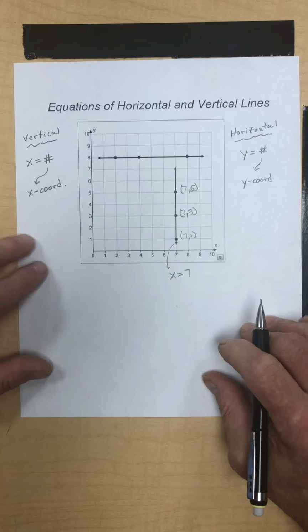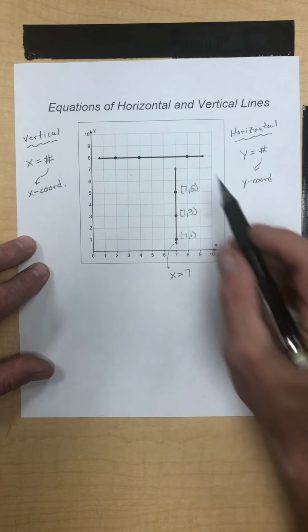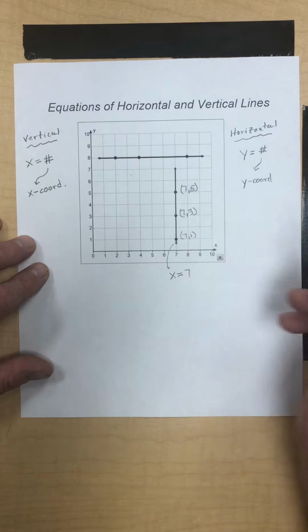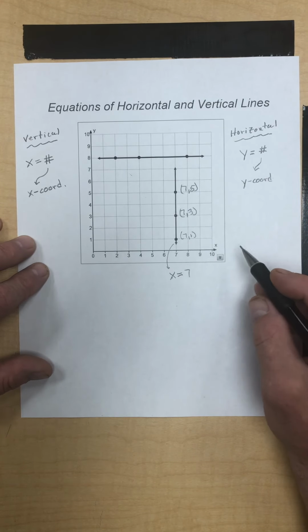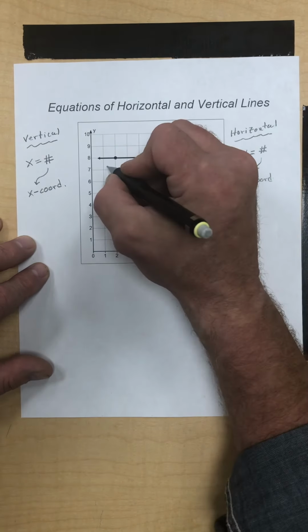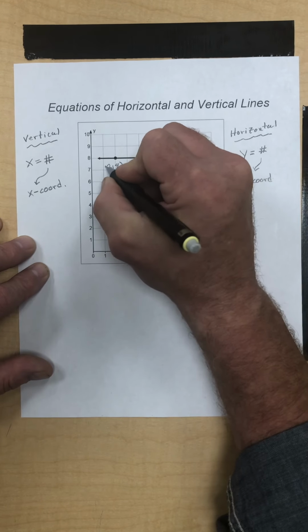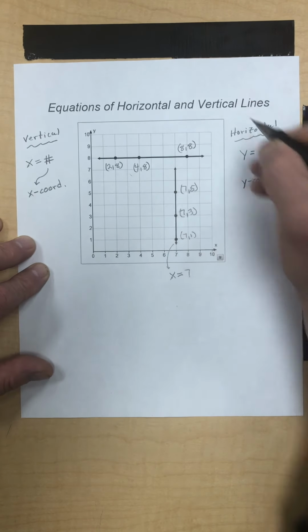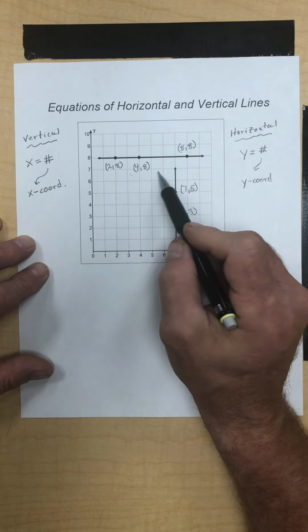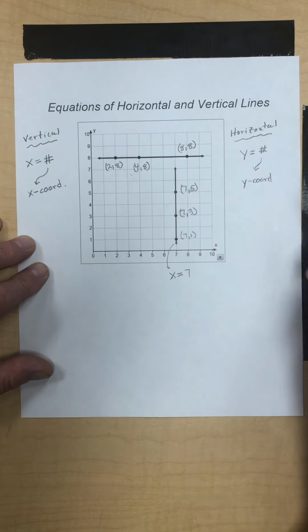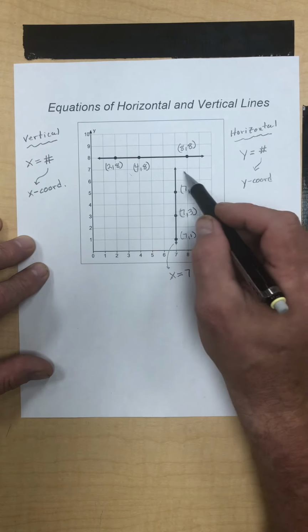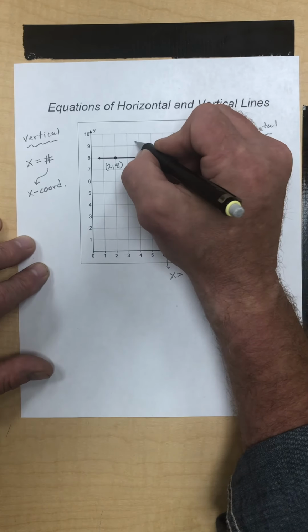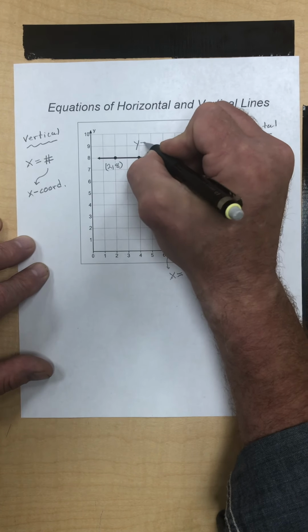Up here, I again chose 3 random points on that horizontal line. It doesn't matter which 3 points I chose. Notice this one is (2, 8). This one is (4, 8). And this one is (8, 8). Notice once again that all of the y coordinates are the same. So the equation of a horizontal line would just be y equals whatever the y coordinate is of all the points. So the equation is y equals 8.